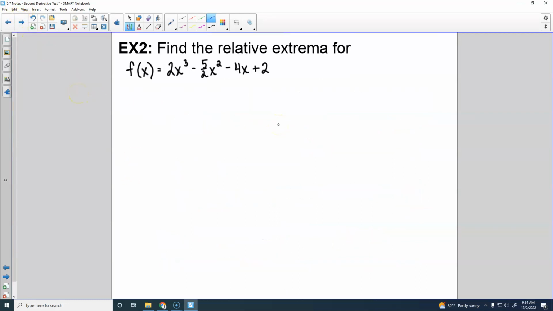All right, so we've got relative extrema for f of x equals 2x cubed minus 5/2 x squared minus 4x plus 2. This doesn't say use second derivative test, but I'm telling you that we're doing second derivative test notes, so we're going to use that. So for second derivative test, we always take our first derivative.